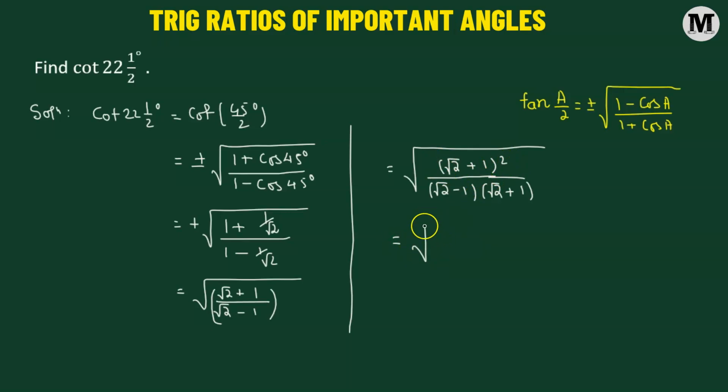Now that means we have the square root of square root of 2 plus 1 whole square divided by, in the denominator, a difference of squares, so that's square root of 2 whole square minus 1 square. Meaning we now get the final value, square root of 2 added to 1, and this is going to be the value of cotangent of 22.5 degrees.